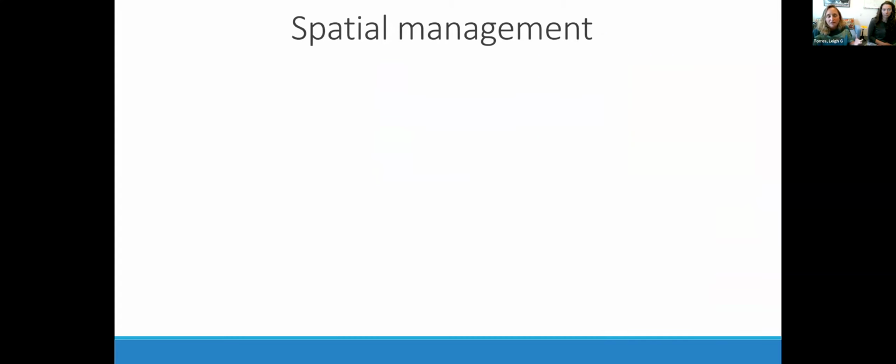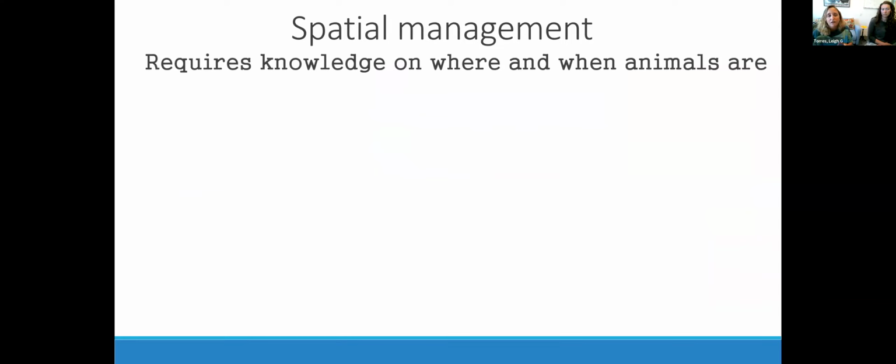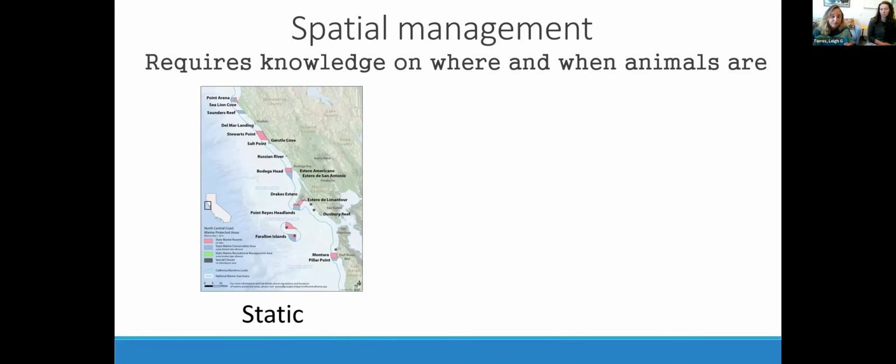So spatial management has emerged over a long time as a very effective tool to try to separate, in space and time, a human activity from impacts on marine wildlife. But key to having effective spatial management is knowing where and when those animals are in the marine environment. And that can be a tricky thing to know.